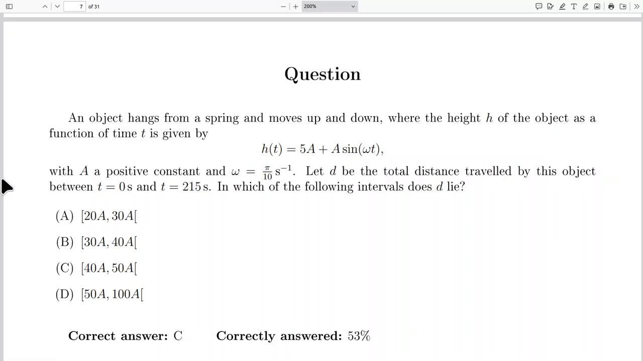This is a nice question about movement. It comes from the entrance exam for engineers, physicists and mathematicians into Flemish universities, and only 53% got this one correctly. So if you want to try this for yourself, you can pause the video, read the question and have a go at it.